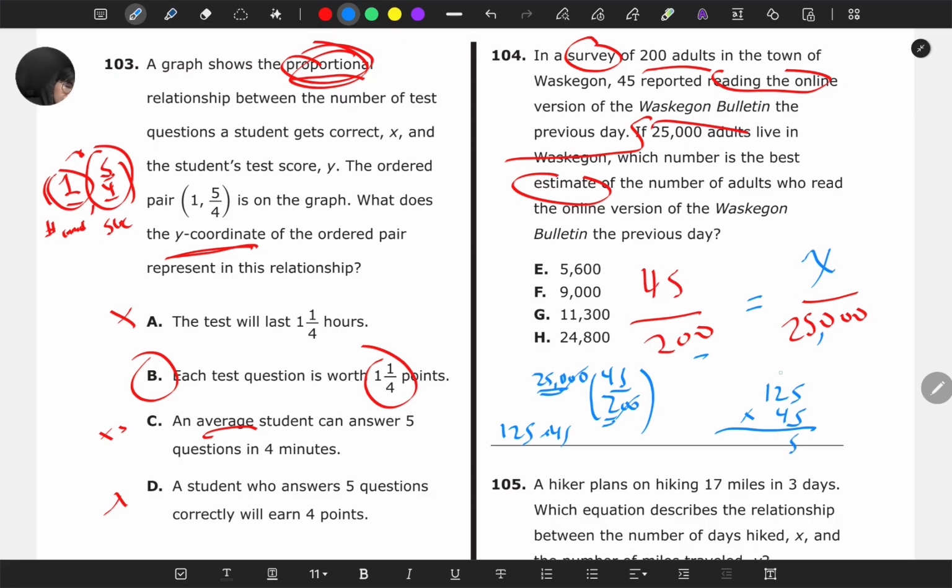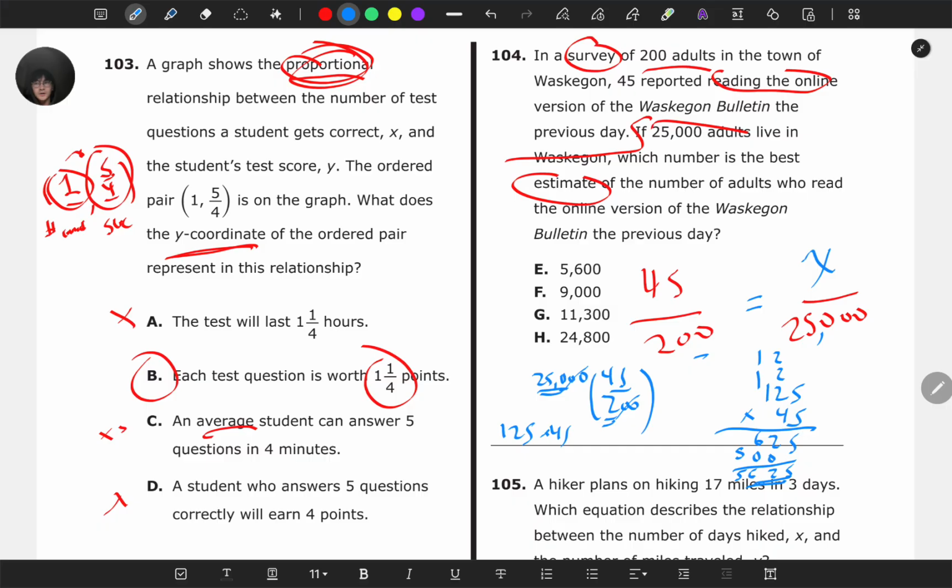5 times 5 is 25. 2 times 5 is 10, plus 2 is 12. 5, and then 1, 6, 25. Skip a spot. 4 times 5 is 20. 4 times 2 is 8, 10. And then 4 times 1 is 4, plus 1 is 5. So then you add this: 5, 2, 6, 5.